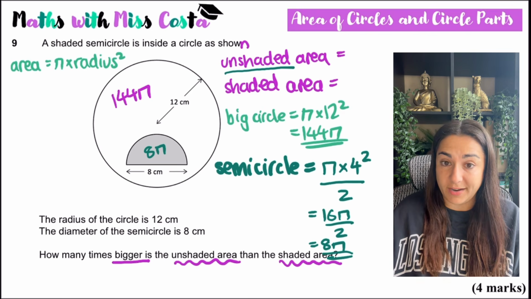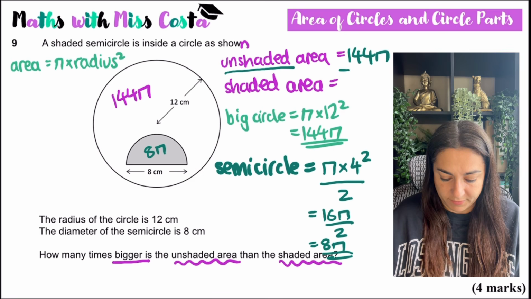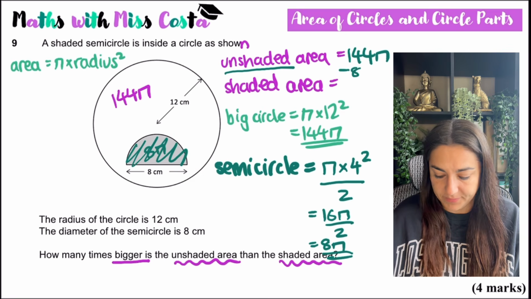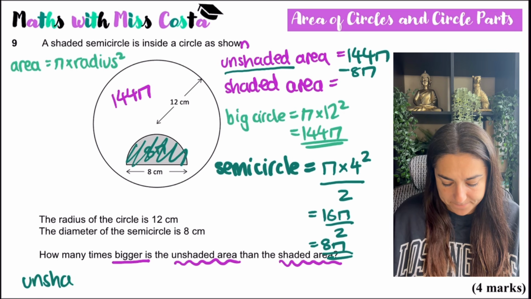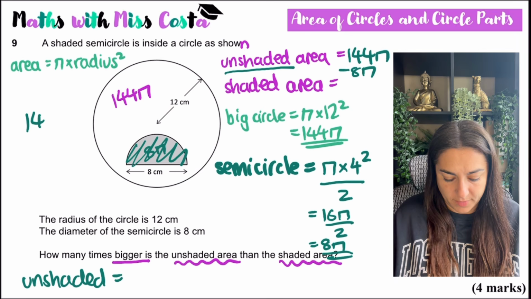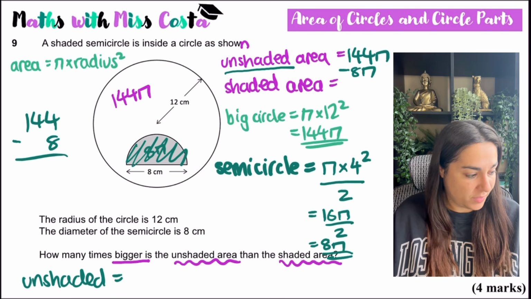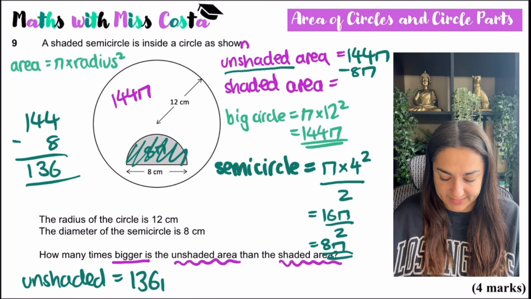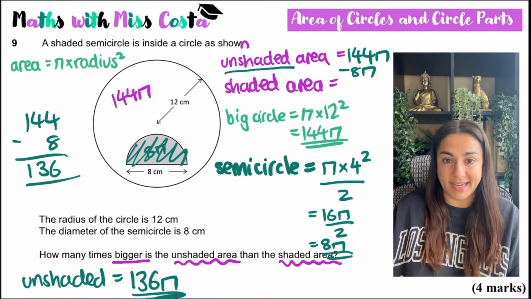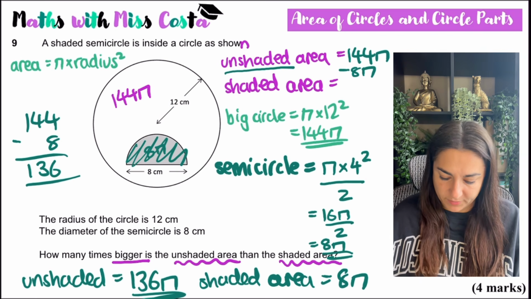You're going to do the area of the big circle, so 144 pi, take away whatever the shaded bit is, which is 8 pi. So therefore, the unshaded area is 144 minus 8, which is going to give you 136. So the unshaded area is 136 pi. The shaded area still remains the same because I haven't done anything to it. So let's figure out how many times bigger it is.